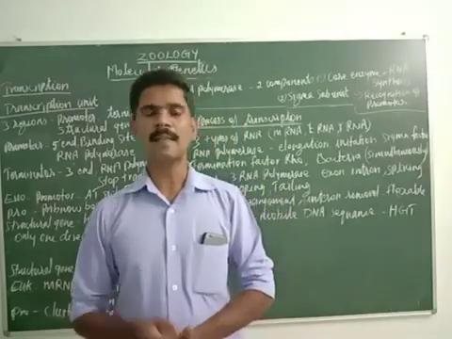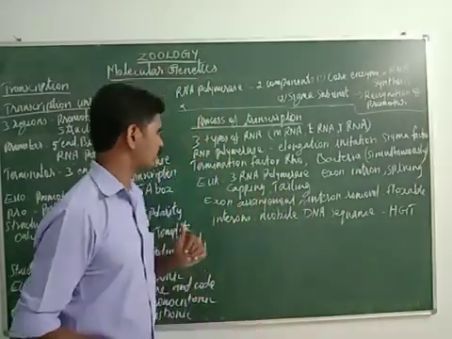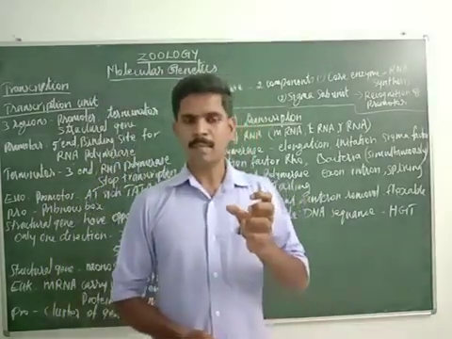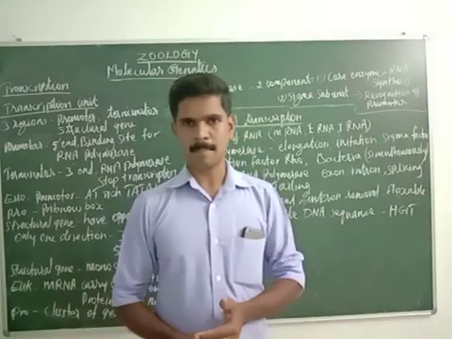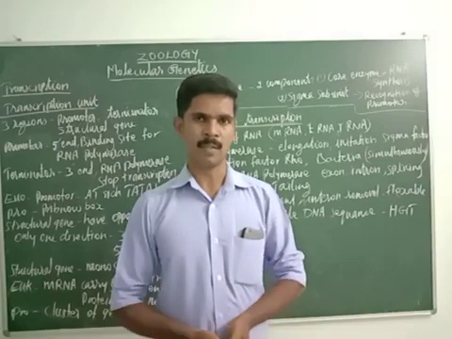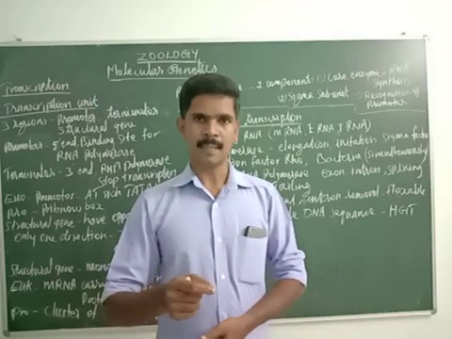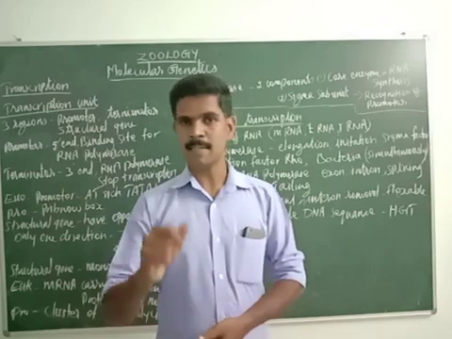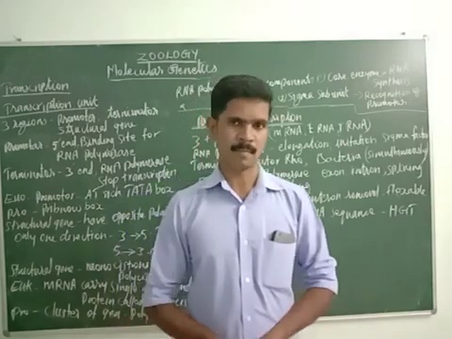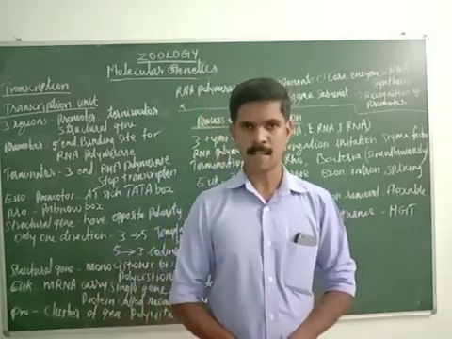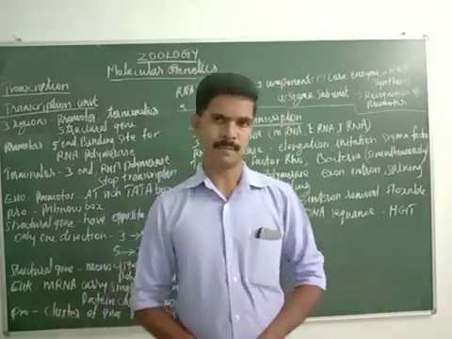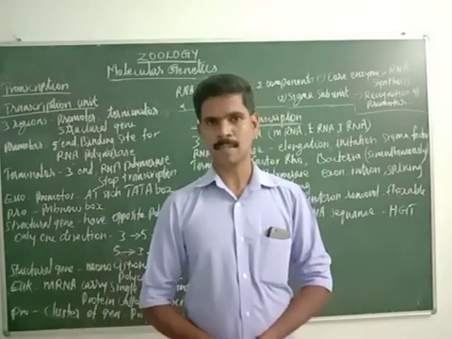Then the next point about this transcription unit is that in this transcription process, the RNA polymerase enzyme plays a very important role. The RNA polymerase enzyme is involved in initiation, elongation and termination. These are the three steps involved in the transcription process. Here, the RNA polymerase enzyme controls the elongation process.